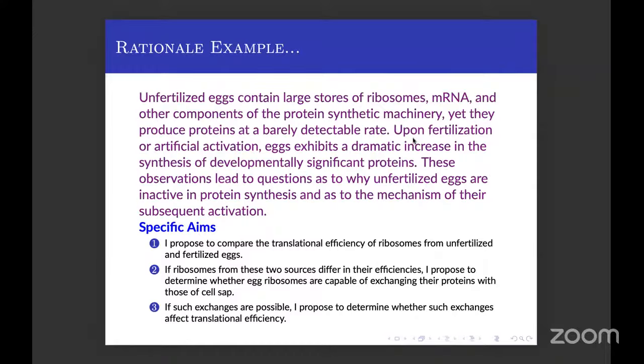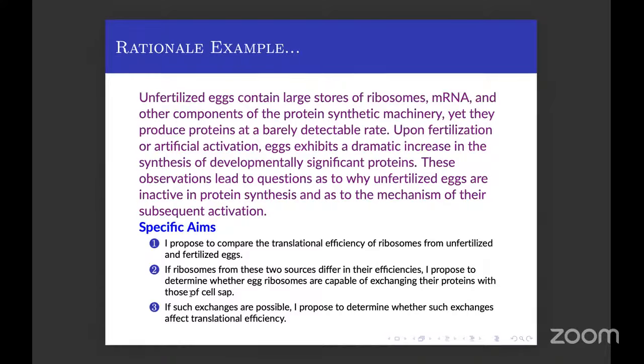Okay. However, upon fertilization or artificial activation, eggs exhibit a dramatic increase in the synthesis of protein. माने when it is fertilized, the proteins are very large in quantity. These observations lead to questions as to why unfertilized eggs are inactive in protein synthesis, okay, and what is the mechanism of their subsequent activation. So two things I am going to answer, and this is going to create my project's aims, specific aims.